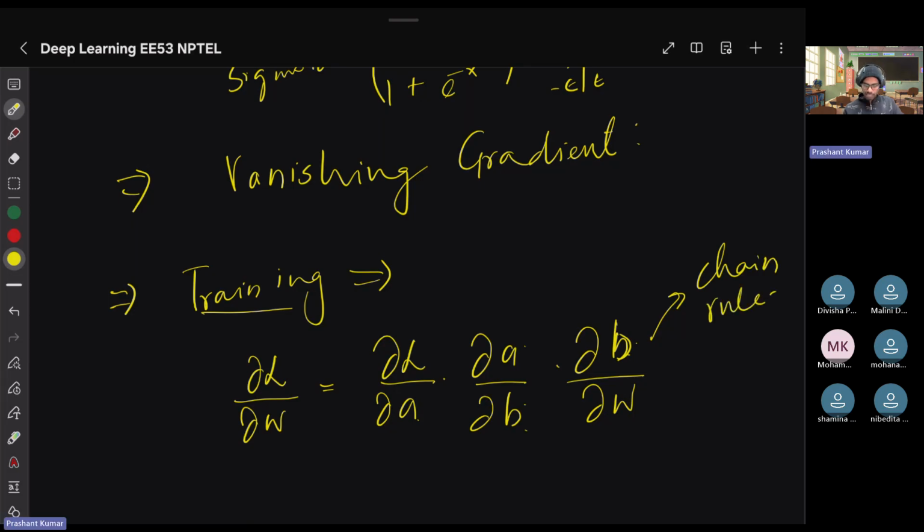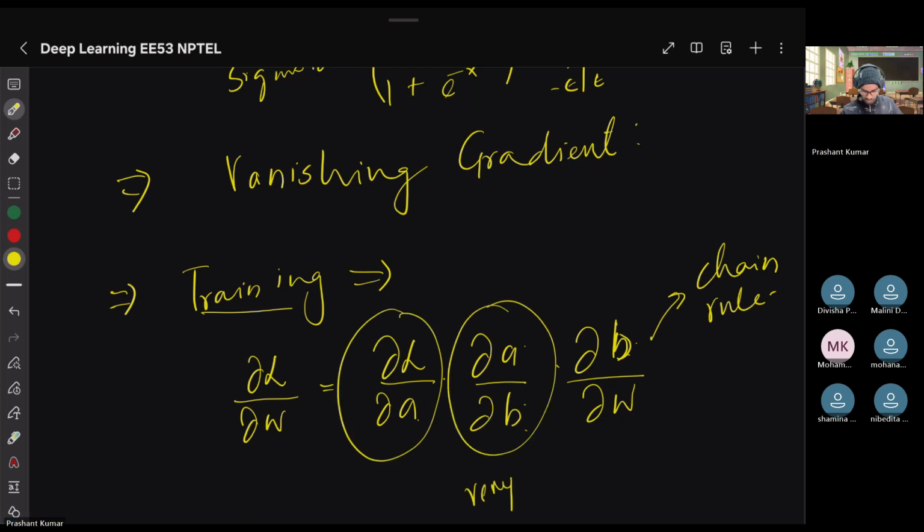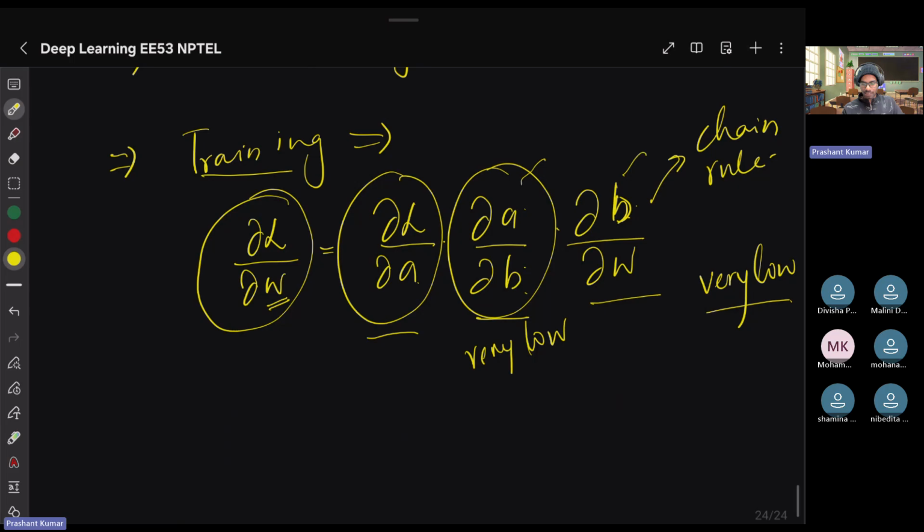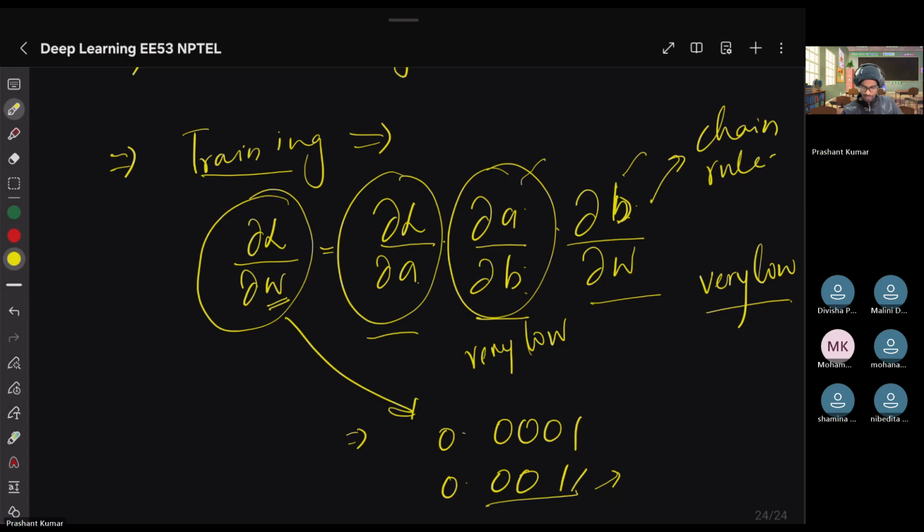In the chain rule, if any one of these gradients becomes very low, the overall multiplication of the gradients will be very low, right? And in that case, you will not be able to update the value of W. That is called the vanishing gradient. If you are multiplying these gradients and the value is 0.0001 or 0.001, basically you are changing W by alpha times this. The rate of change of the loss function with respect to W is very low.